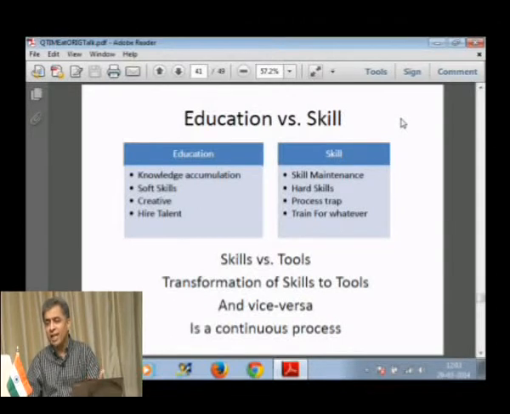And education is creative, and we always hire very talented people. Education works towards hiring people, creating creative people, and creating soft skills and all that. So the skill set over a period of time, skills transform into tools and vice versa, and it's a continuous process. So you have to understand the difference between education and skill too.